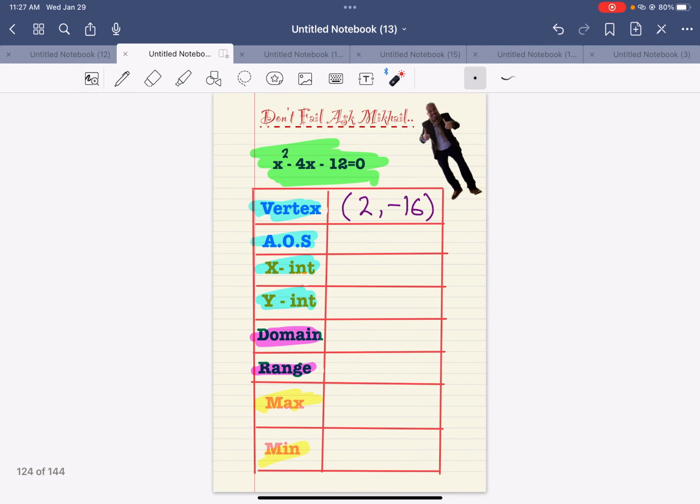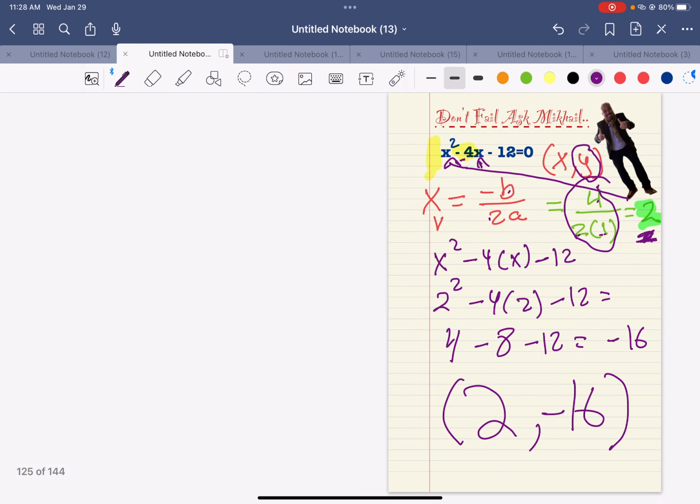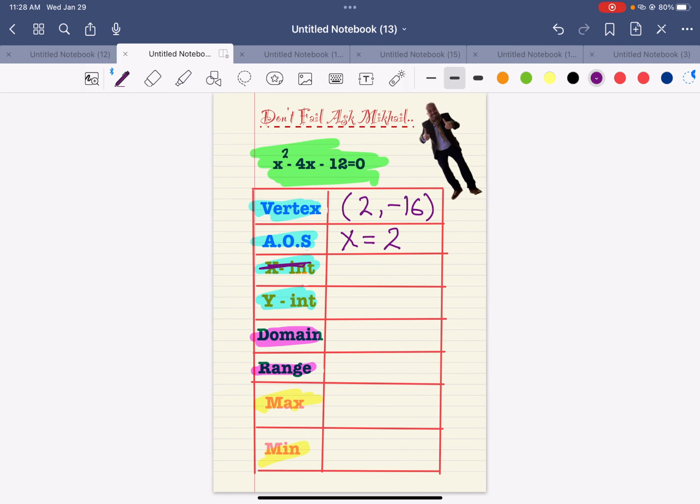Now, I need to know the axis of symmetry. The good thing about the axis of symmetry is that it's always x equals the x value of the vertex. The x value is 2, so the axis of symmetry is x equals 2. Again, the axis of symmetry is a symmetric line that cuts the graph in half. So the next thing I need to find is the x-intercepts.